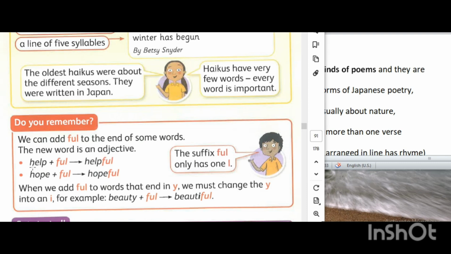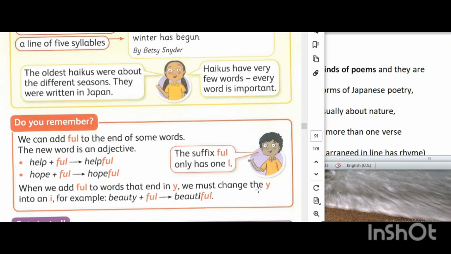Help is a verb, plus full will be helpful. So now helpful is not a verb. It's an adjective. It means someone who likes to help people. I say he is a helpful man. Hope is a verb, it means wish. When I put full at the end, it will be hopeful. Hopeful is an adjective. When we add full to words that end in Y, you should notice this.